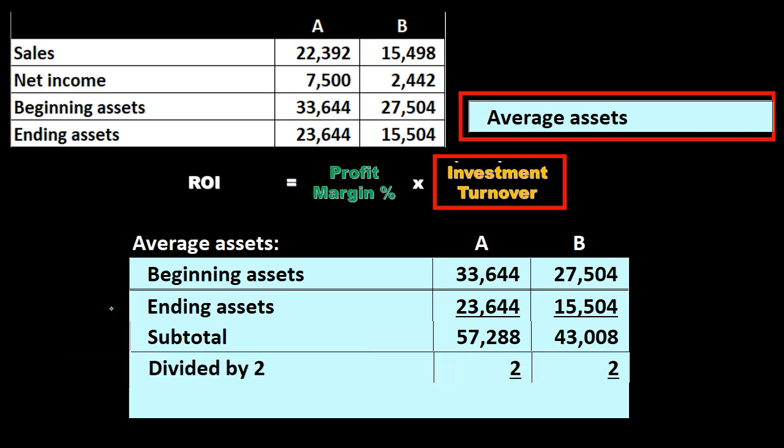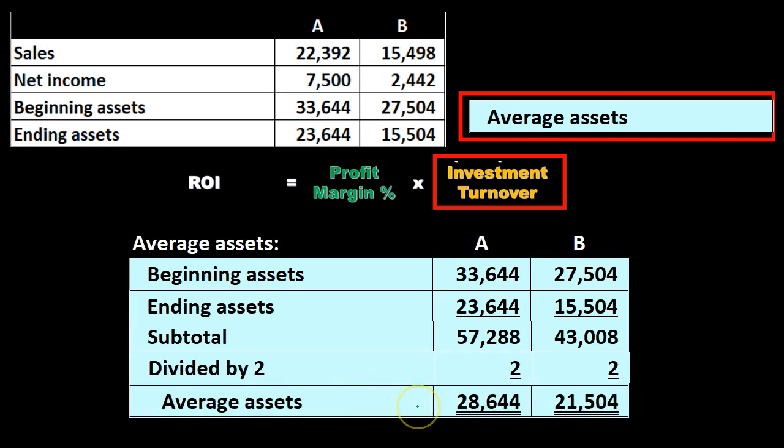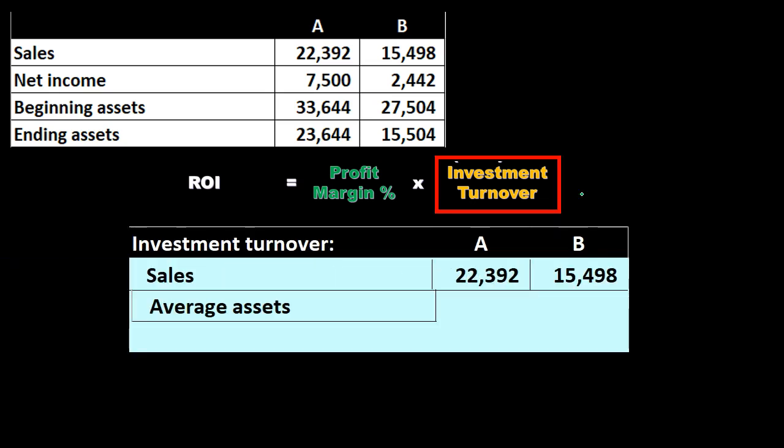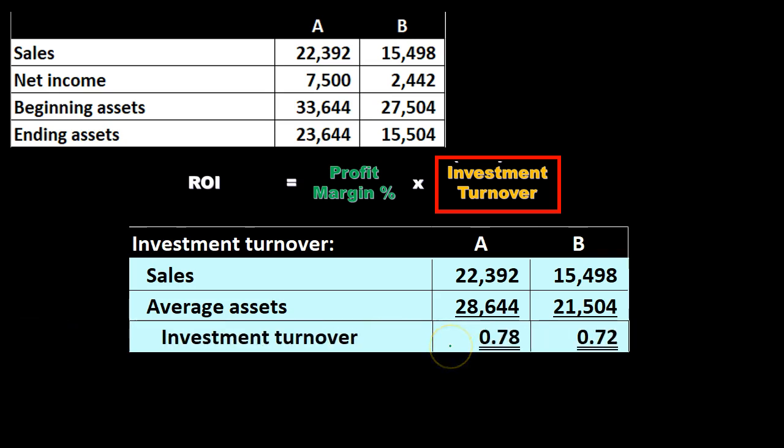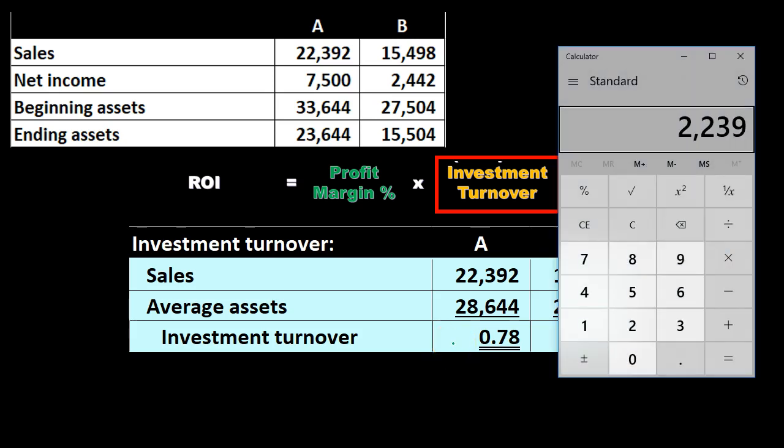That's going to be our average, right? We've got two numbers, we add them up and divide by 2, and that gives us the average assets, in this case the 28,644 and the 21,504. Now we have the average assets. We can go back to our investment turnover part of the ROI calculation. We've got the sales, and we know the average assets. Therefore, we can get the investment turnover, which is going to be the 0.78. We just took the 22,392 divided by the 28,644, and that's about 0.78.